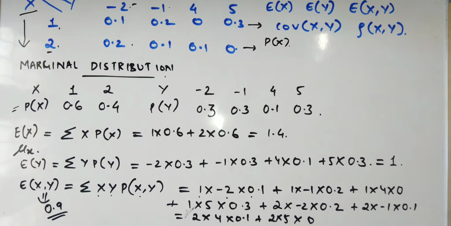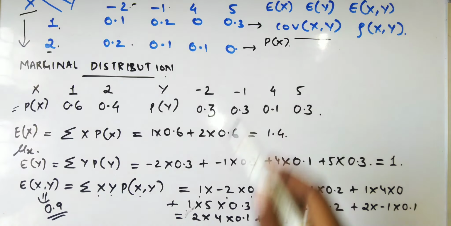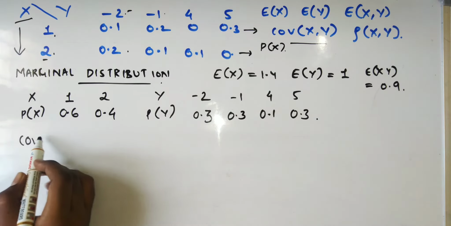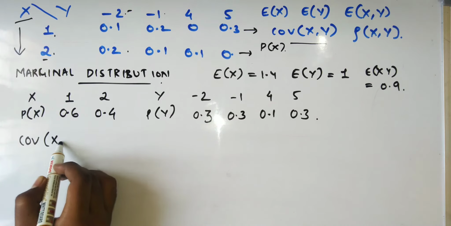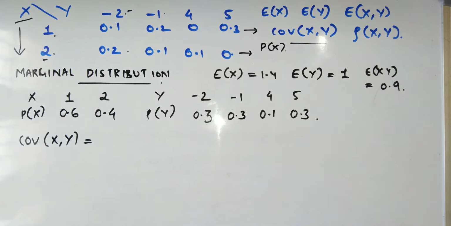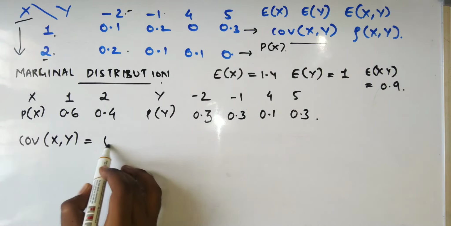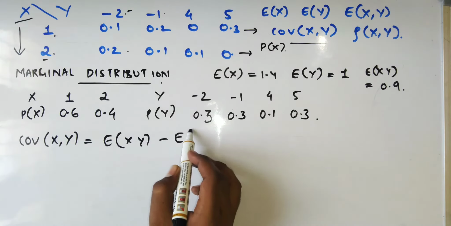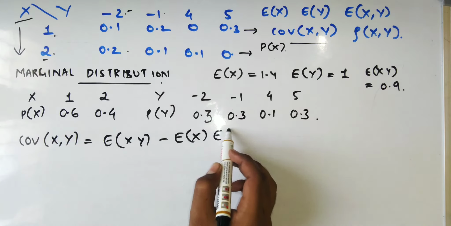So I got the value of E of x, the expectation of x, the expectation of y, and the expectation of both x and y. Now let us proceed to calculating the covariance of xy. What will be the formula for that? It is nothing but the expectation of xy minus the expectation of x into the expectation of y.